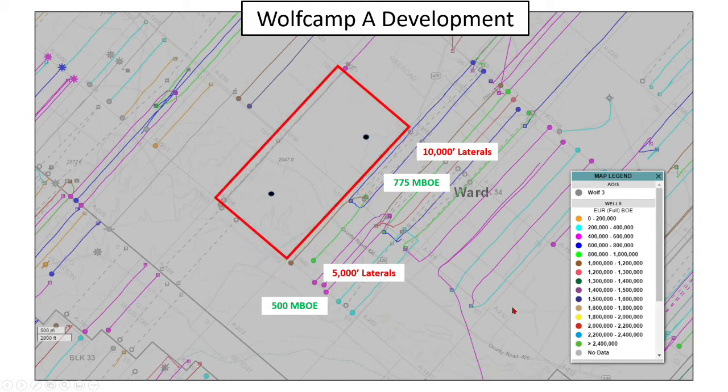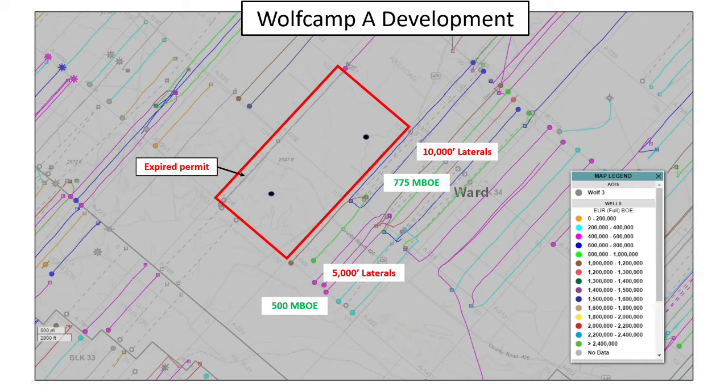All right, so your company has just purchased these two sections. And there are some older, deeper Wolfcamp A wells that were drilled on your blocks. So you've been assigned to develop the field and book the reserves.